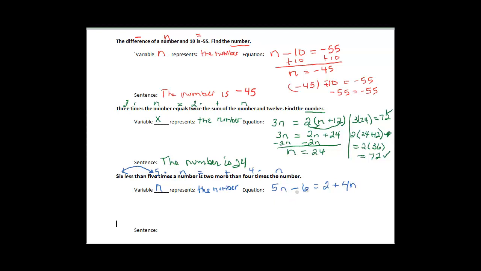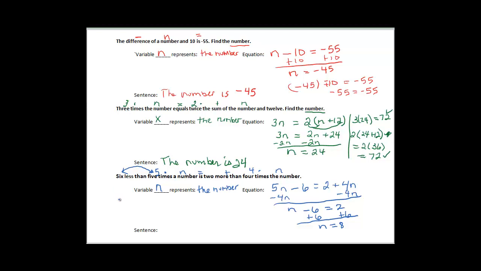Okay, now we're ready to solve. We've got n's on both sides, we've got constants on both sides. Let's move the n so that we can keep it positive. So 4n is smaller than 5n, so I'm going to subtract 4n from both sides. And so on this side I have n, but I still have minus 6 equal to 2. Now I want to get the 6 to the right hand side, so it's being subtracted. So to take it to the other side, I have to do the opposite and add 6. And that tells us that n is equal to 8.